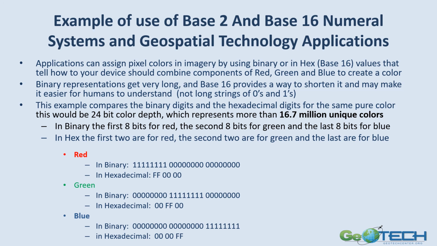In binary, the first 8 bits are for red, the second 8 bits are for green, and the last 8 bits are for blue. In hex, the first 2 digits are for red, the second 2 are for green, and the last 2 are for blue. We're going to look at an example of the software applications of these. Here you can see red in binary as a series of ones and zeros, and in hex FF0000, then green and blue.